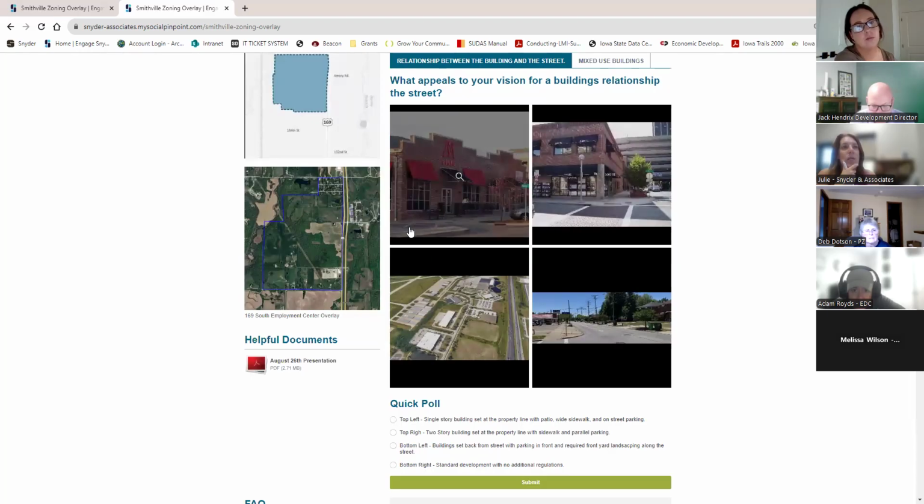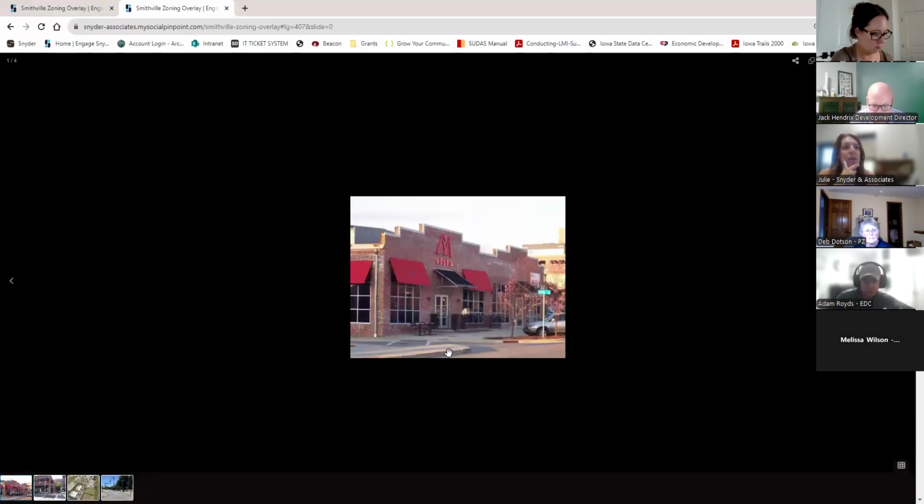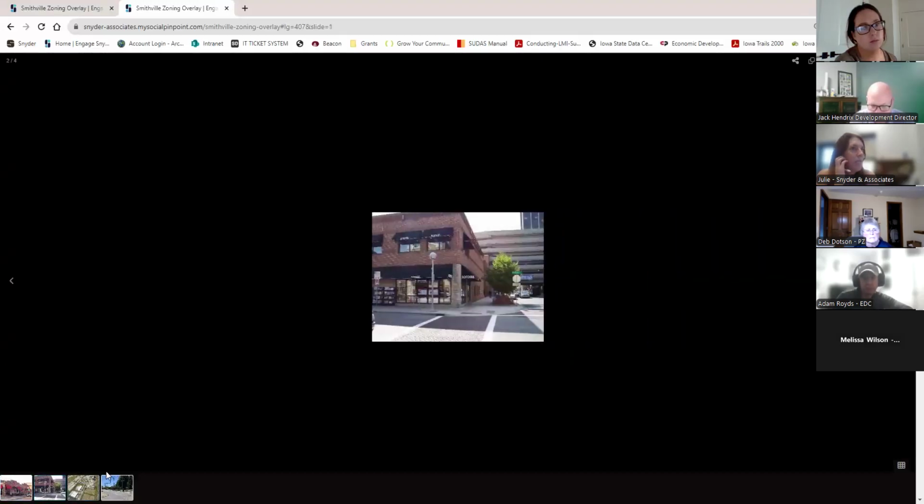Here's one story. You have that building right up to the street, but you have a patio area, a walkable area, and then parking right up against the building, on-street parking. This is a little more intense. It's multi-story. You don't see parking on this side. You might have some parallel parking on this side, but you do still have a wider sidewalk and some streetscaping elements to kind of break that up.